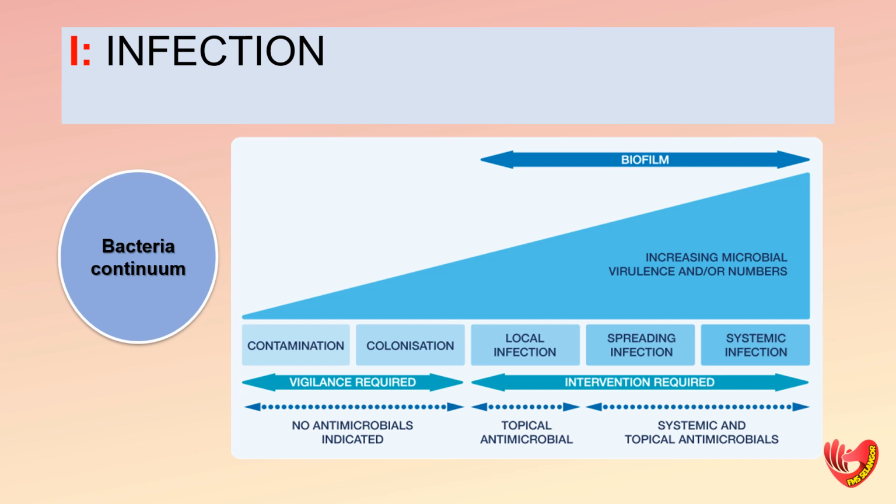From colonization, local infection occurs when bacteria or other microbes move deeper into the tissue and proliferate at a rate that invokes a response in the host cells. The infection spreads when organisms invade surrounding tissue, and if it becomes uncontrolled, it will become a systemic infection. These stages require intervention including systemic and topical antimicrobial therapy. Therefore, it is important for us to understand this model.